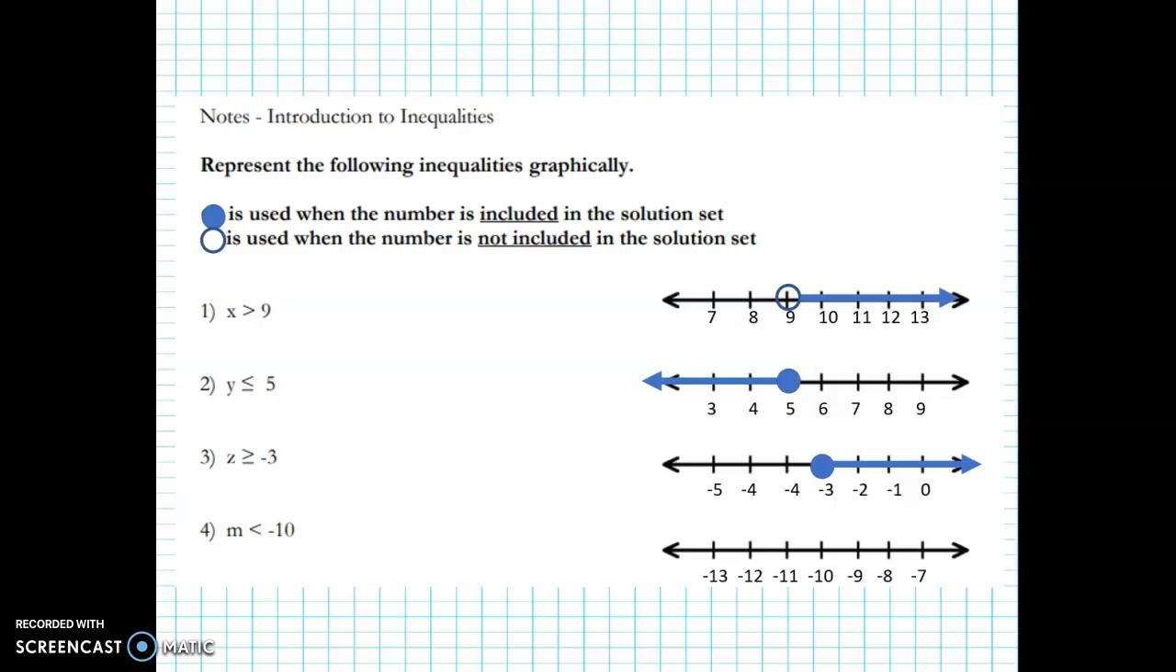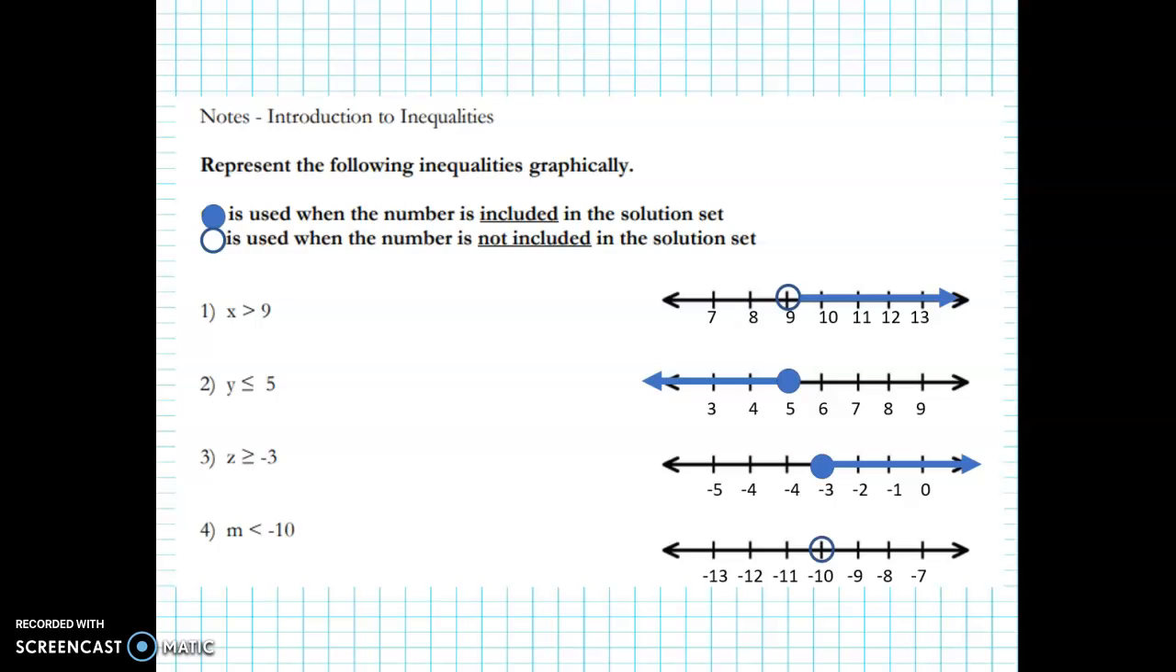Last one for this slide, m is less than -10. Again, I need to put in my numbers on the number line. This time I counted correctly. And then I need to decide if I'm using an open or closed circle. Since there's no is equal to, it means -10 is not included in the solution set. So I'm going to use an open circle.